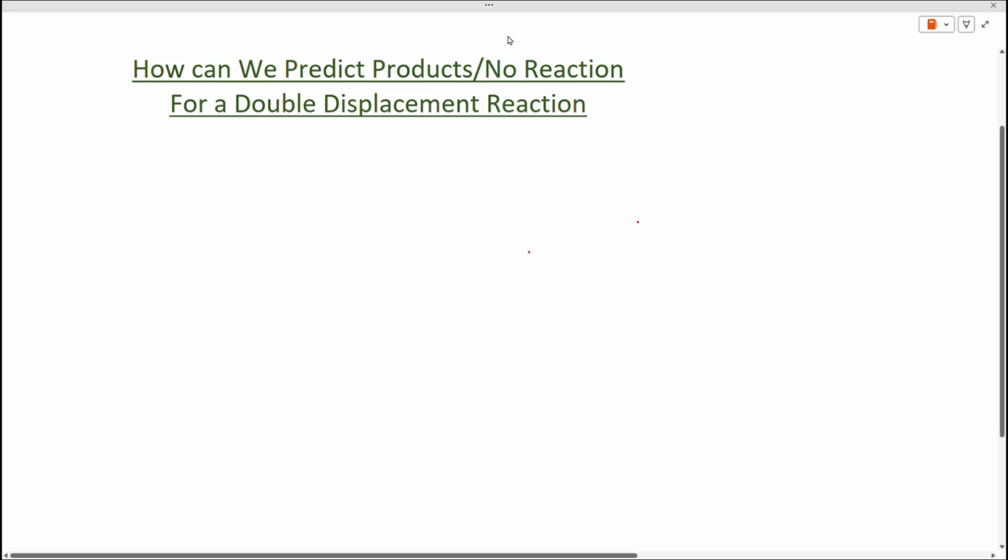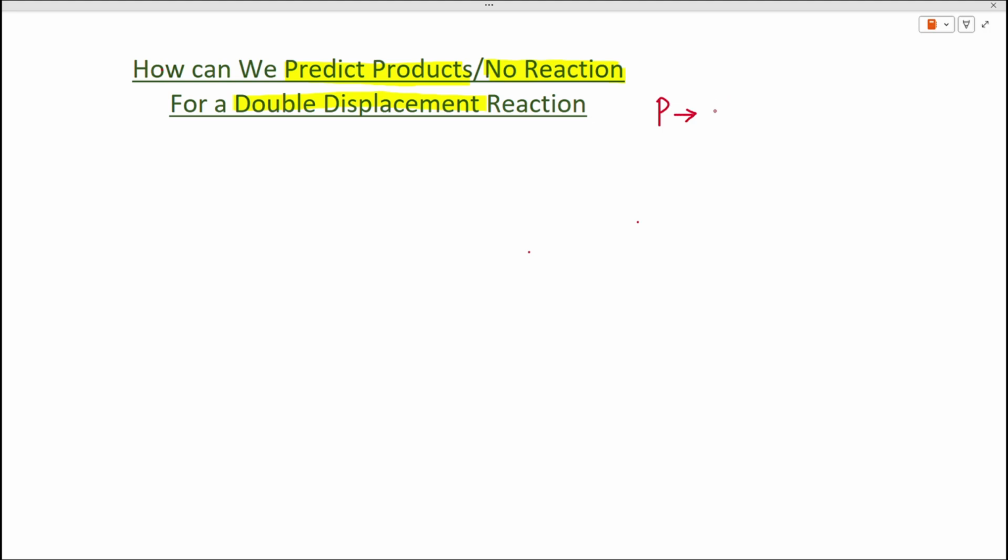Hello, today we'll understand how to predict the formation of the products or a no reaction case in a double displacement reaction. A double displacement reaction only takes place if, of the products formed, one of them is a solid, a liquid, or a gas. So we'll take the first example where one of the products formed is a solid.